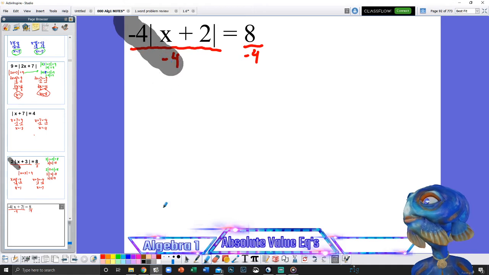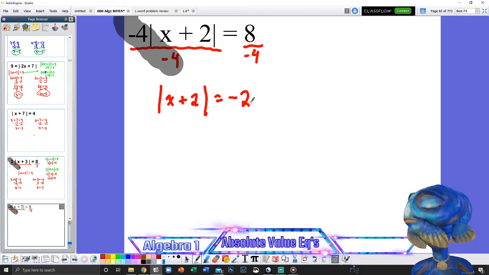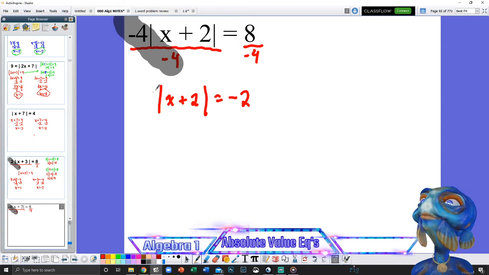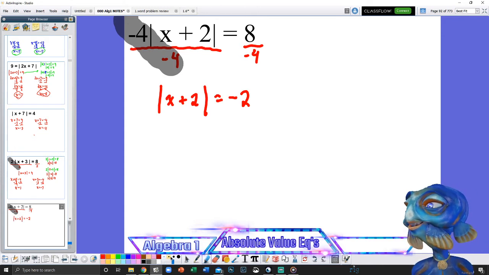These cancel. We're left with the absolute value of x plus 2 equals -2. Now remember, your goal is to get the absolute value all alone. If it's all alone, you're good to write it twice. However, something crazy just happened here.